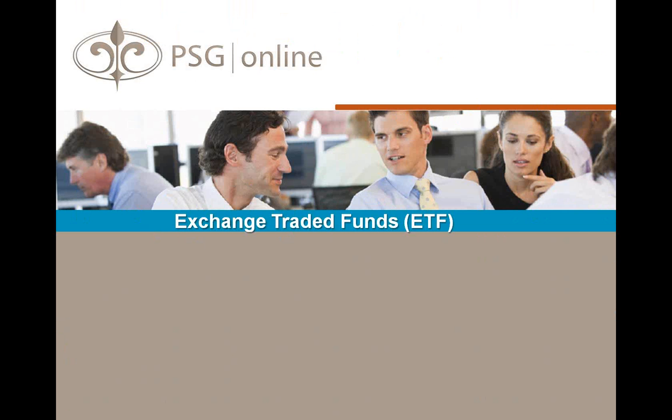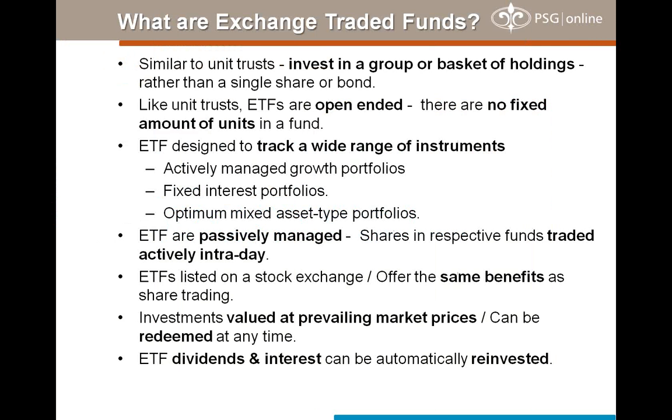So let's talk about exchange-traded funds in more detail. As I say, similar to unit trusts, open-ended, you buy into a basket of shares. They track a wide range of instruments. You can either go for actively managed growth portfolios, fixed interest portfolios or mixed asset type portfolios. So you can mix and match. The main idea is that you understand that although ETFs are passively managed, the shares that make up the respective funds are traded actively on a daily basis. So you don't have to wait for the end of the day to see the value of the fund. It's straight away. We'll talk about the calculation of the NAV just now.